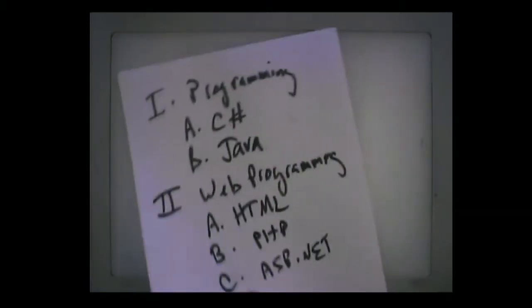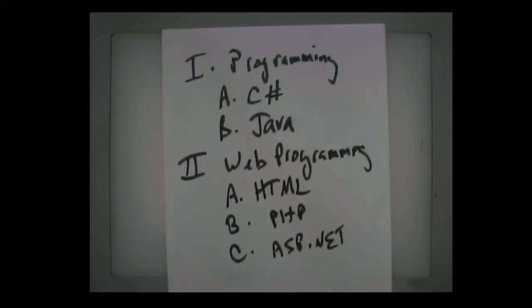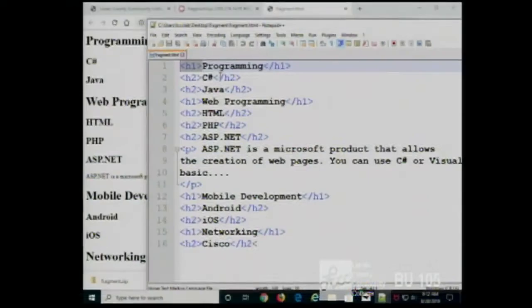So the outline might look something like this for this web page. Top level is programming, and that's in an H1 tag. Underneath programming, there's two H2s, so there's two subtopics underneath that, C# and Java. Underneath web programming, there's HTML, PHP, and ASP.NET. So on the web page itself, that's done via these tags. H1 means it's on the top level. H2 means it belongs to the level 1 that's above it, and so on down the line.